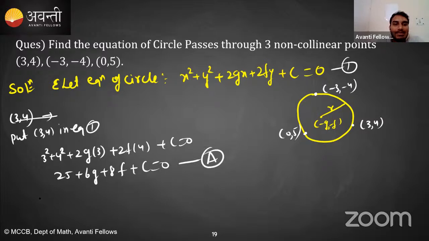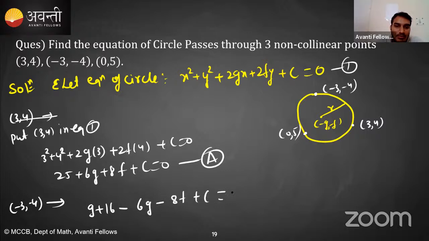Again, -3, -4 is also satisfying the circle. So -3, -4 should also satisfy the circle. Put that -3, -4 in the circle. Same thing you will get 9 plus 16 minus 6g minus 8f plus c is equal to 0. Let's call this equation B. So far clear? Right? These 3 points are passing through the circle.